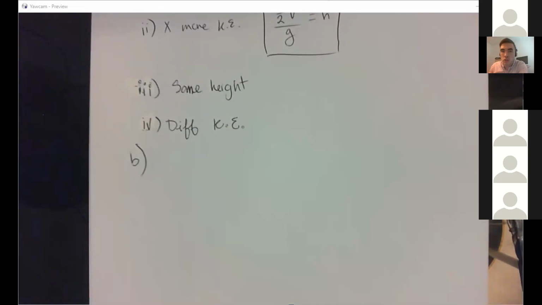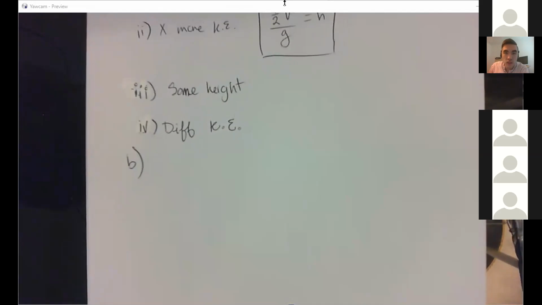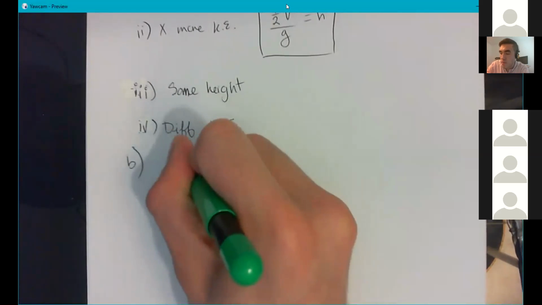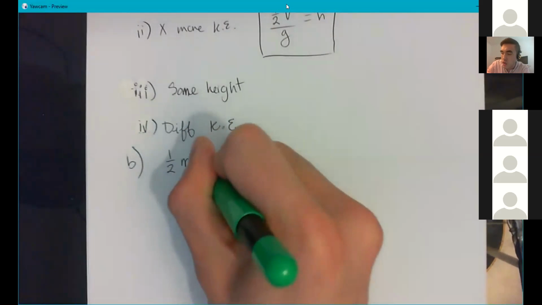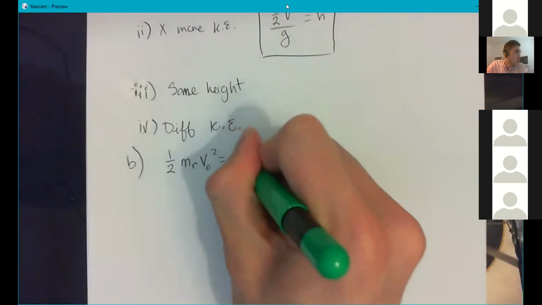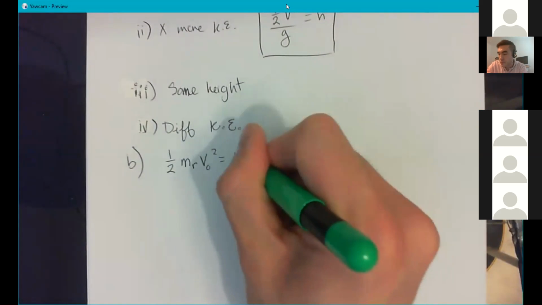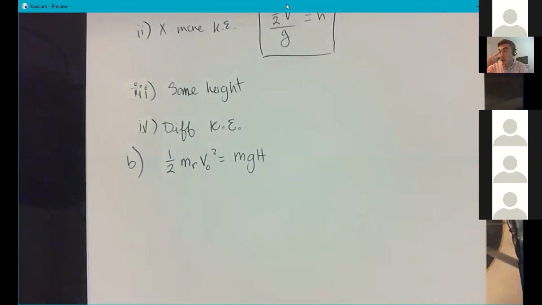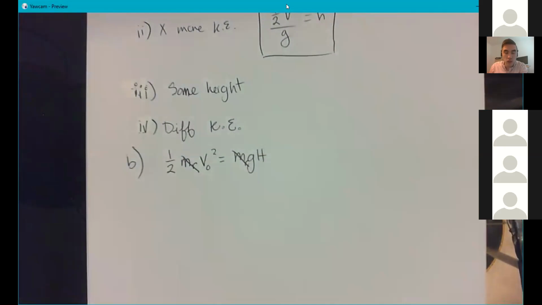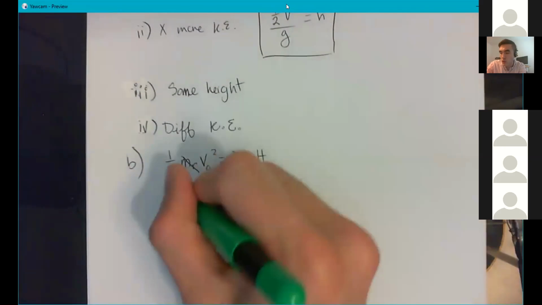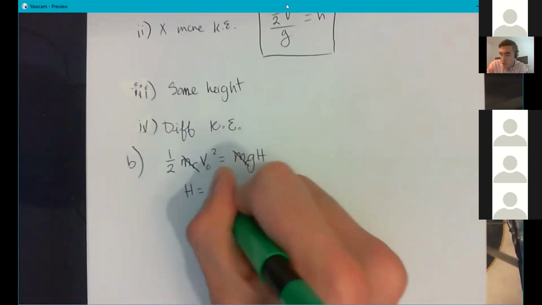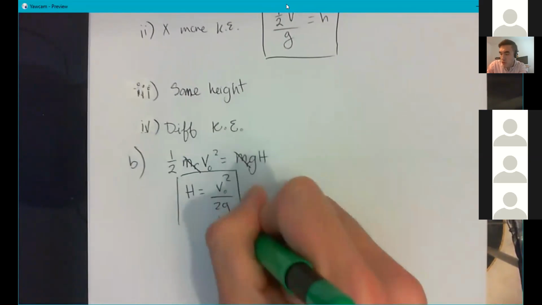Okay. Now item B, derive the maximum height equation. So straight up conservation of energy. And it's a little bit of a red herring because the mass is irrelevant. So this has 1/2 m_R v naught squared equal to mgh. This proof is going to be the same for both. They both reach the same height. That's provable by conservation of energy. h is just going to be equal to v naught squared over 2g. That's everything for determining the max height.